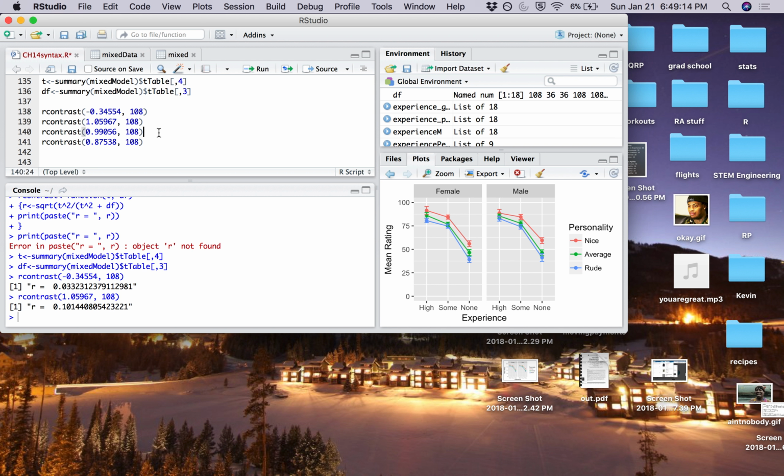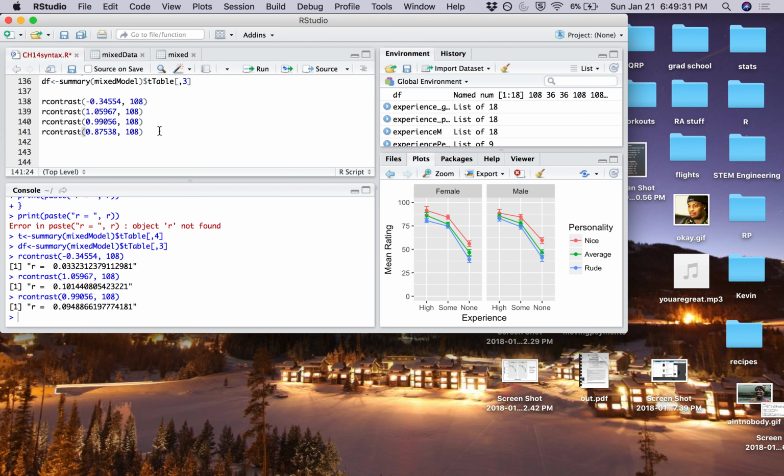And then lastly, we have high experience versus some experience, and then rude versus average personality, and male versus female. And then lastly, we have no experience versus some experience. I don't know why I keep saying average on everything. So no experience versus some experience, and then rude versus average personality, and male versus female.